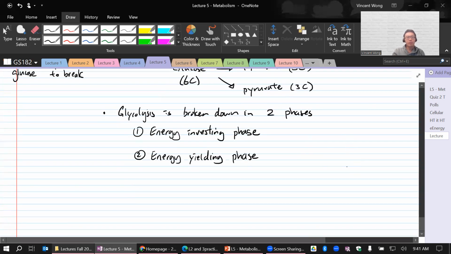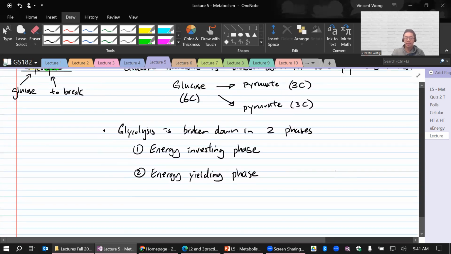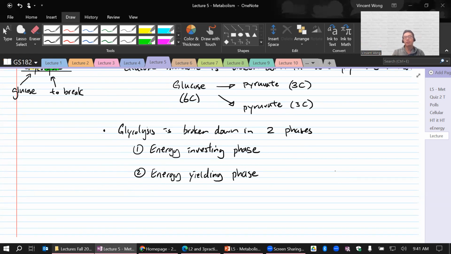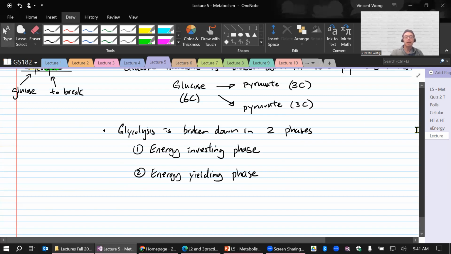You might have heard the phrase before, it takes money to make money. That certainly is true when you invest money in the bank, or you buy some stock, and later on you will get a return, hopefully. So in glycolysis, we are investing a little bit of energy into the molecule first, and then we will end up getting some energy back. Glycolysis is actually broken down into 10 steps. The first 5 steps are the energy investing phase.